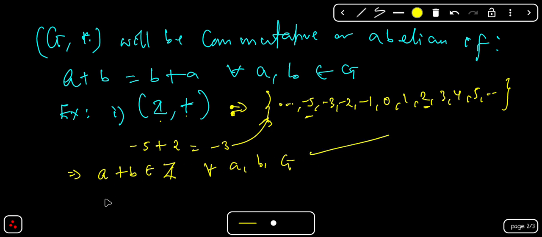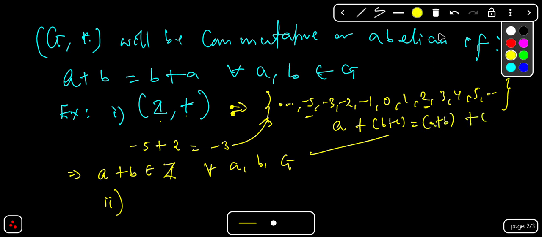Now let's check for the associative property. Don't forget, we're dealing with addition. So we have a plus b plus c. This must be equal to a plus b, then plus c.